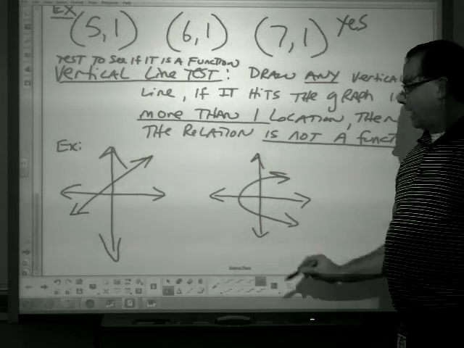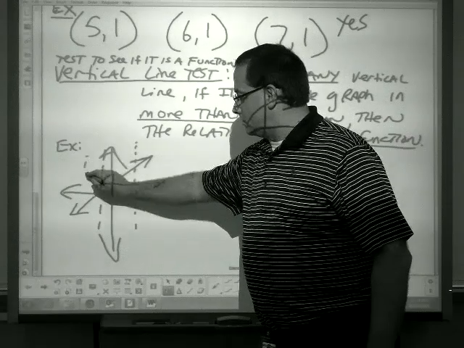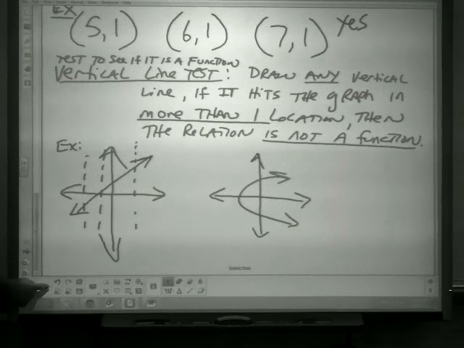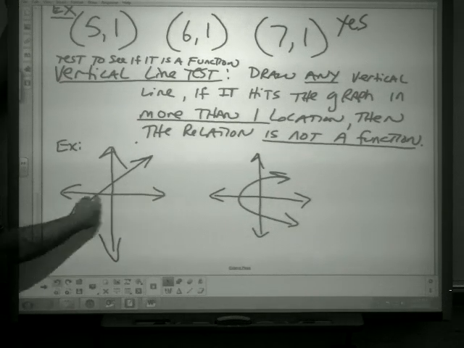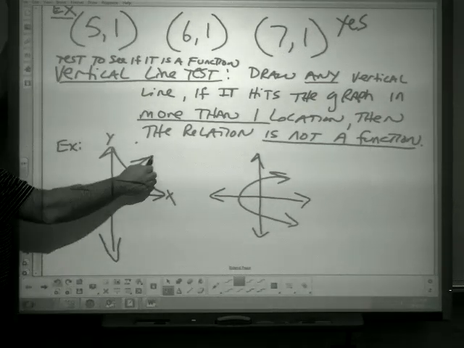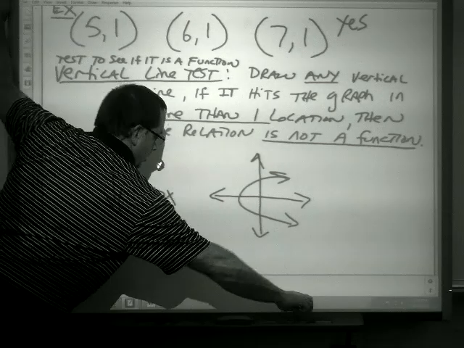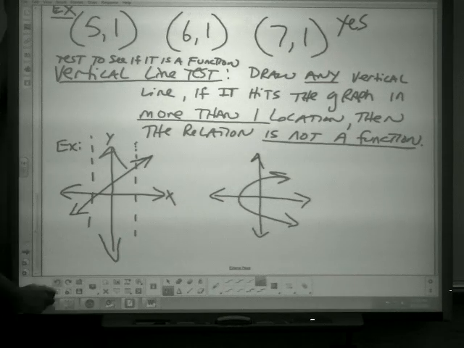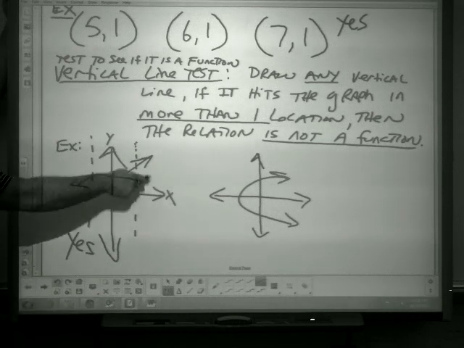So notice, I can put a vertical line anywhere, no matter where I draw it. In my first example, no matter where I draw it, I'm still going to get a function. Notice, here's my example. Here's my xy axis. And here's my relation. No matter where I draw my vertical line, it's going to hit the graph only once. I don't care where I draw it. So this is yes. This one is a function.